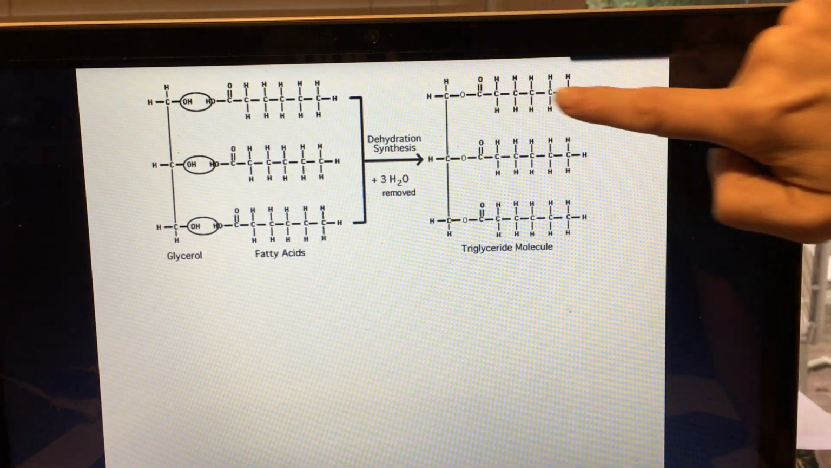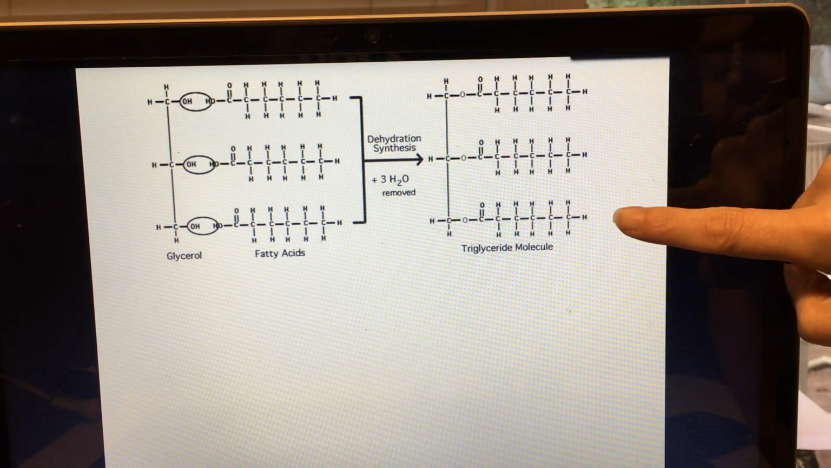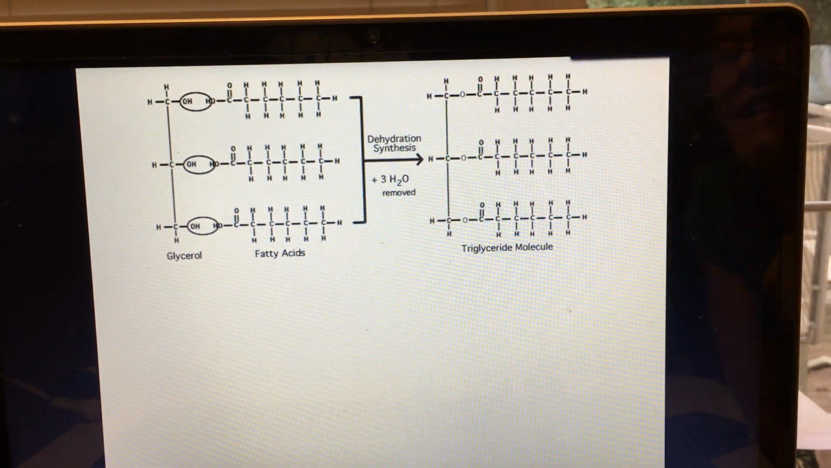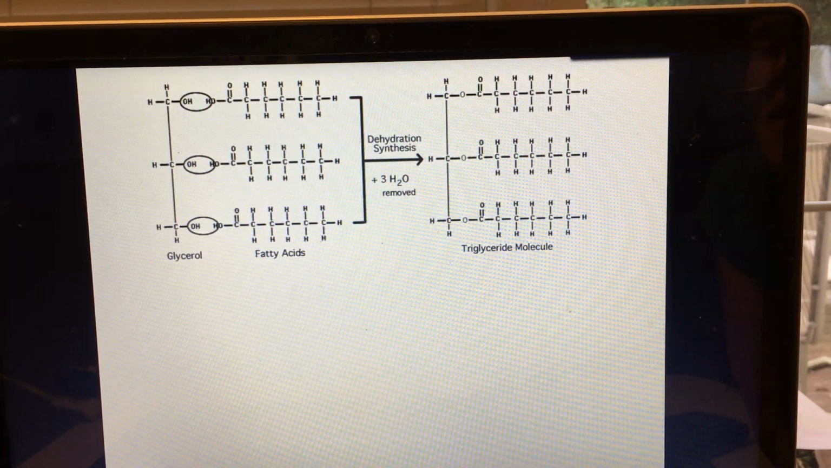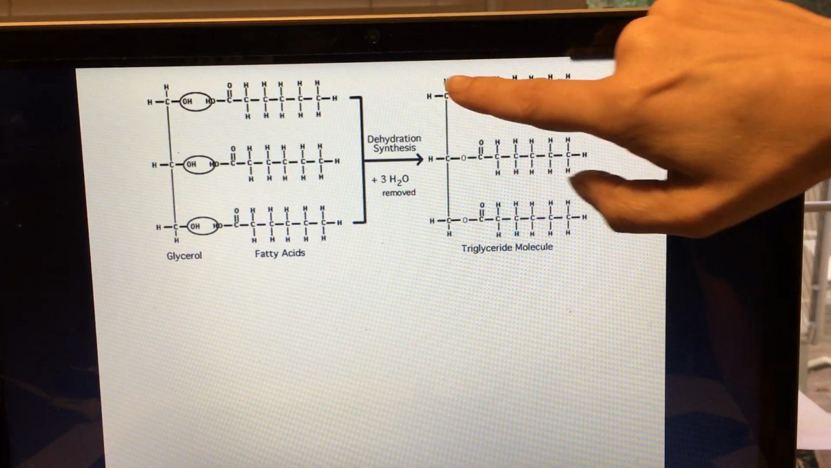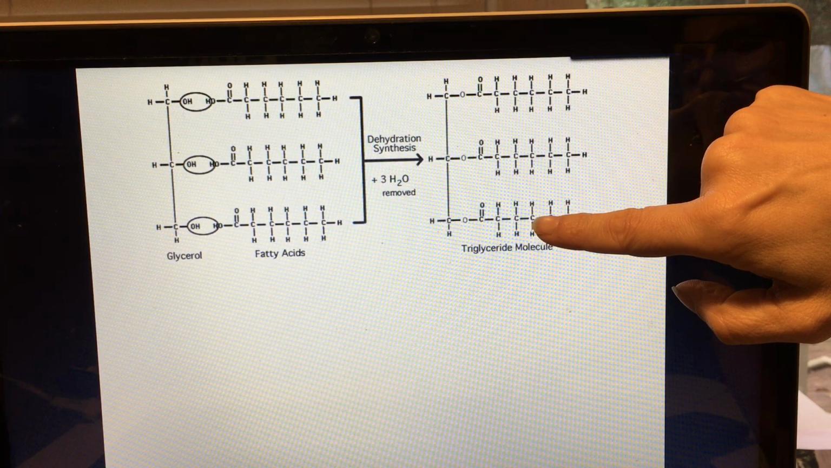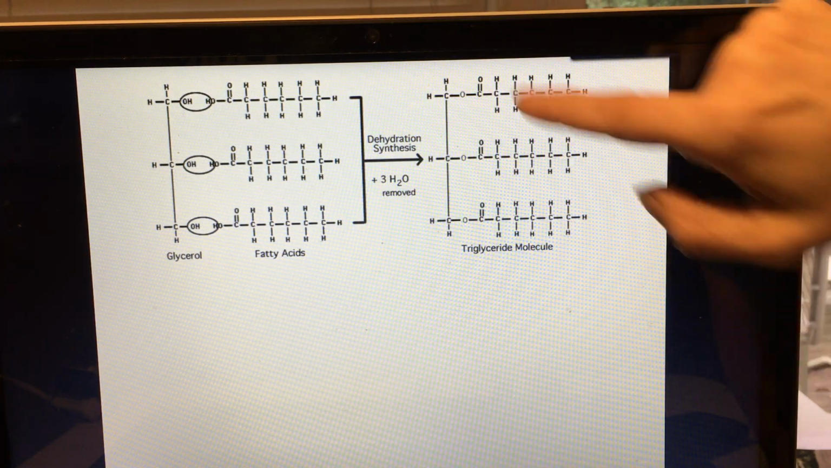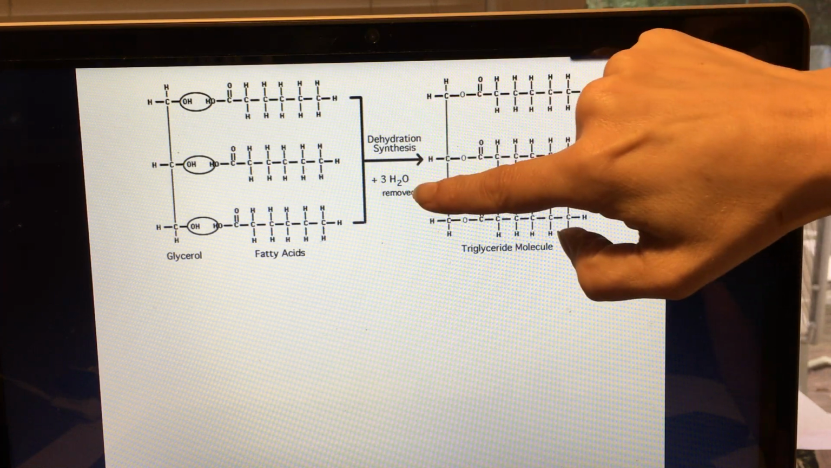So again, these hydrocarbon chains are called fatty acids. The whole molecule, when it's a triglyceride, is called a fat. So its common name would be a fat, and its scientific name would be a triglyceride. Triglyceride because it's 3 fatty acids combined with a glycerol. So the tri comes from the fatty acids and the glyceride comes from the glycerol.